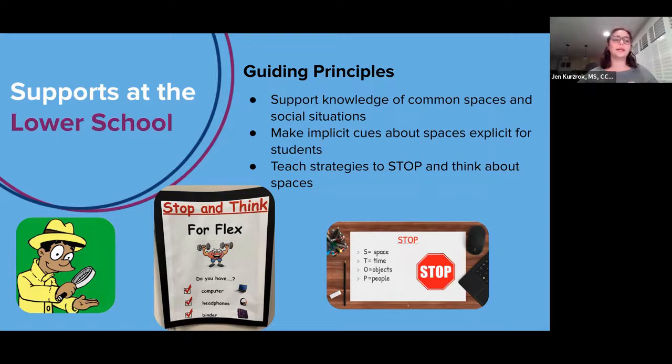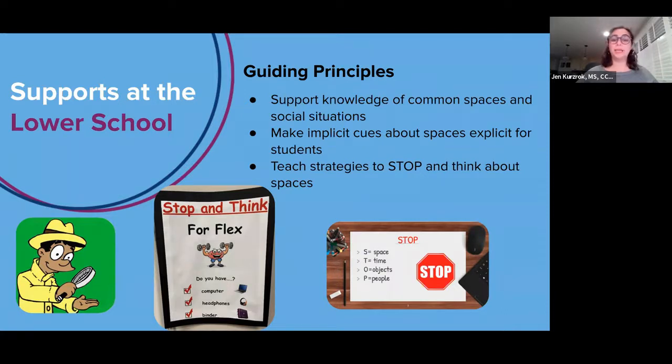So the questions we might ask for space are, where am I right now? What happens in this space, or what usually happens in this space? Time is, what time is it? What can that tell me about what's expected? So my homeroom is the same space, but if I walk in at 8 a.m. versus 12:20, there's a different expectation about what I'm supposed to do. Objects are what objects you see around you, and if those can give you clues about what you're supposed to be working on right now or what you might be expected to do when you settle into class.